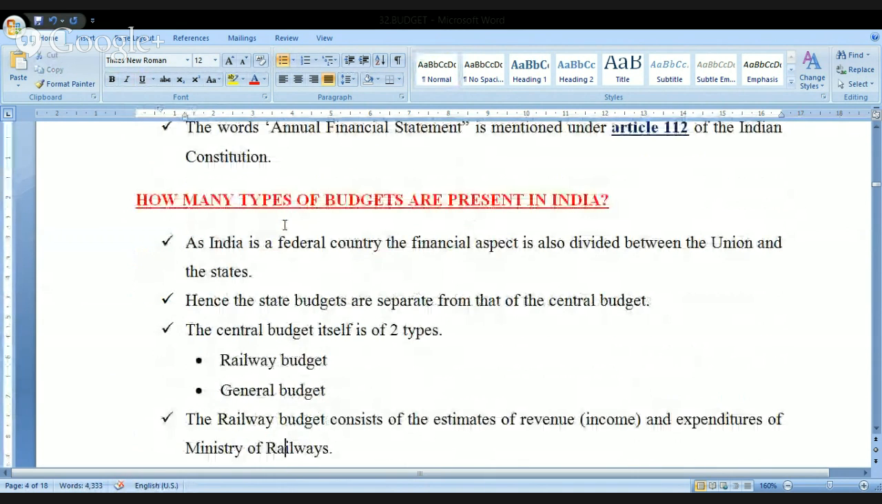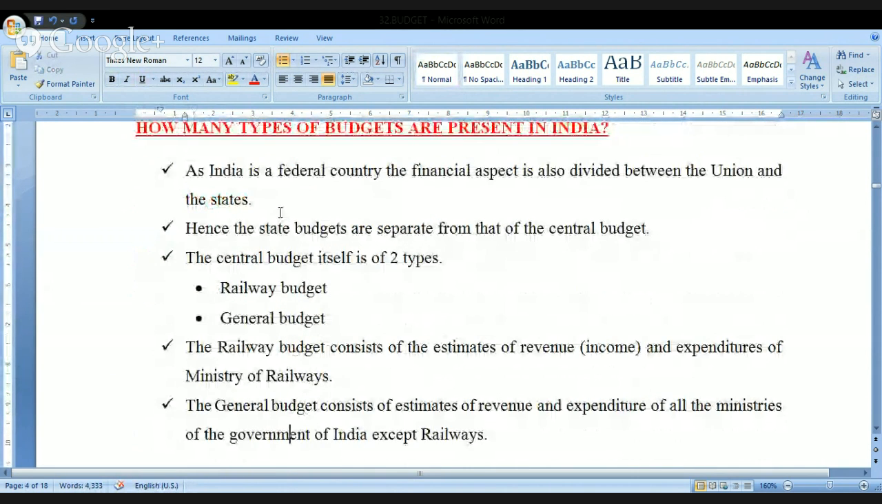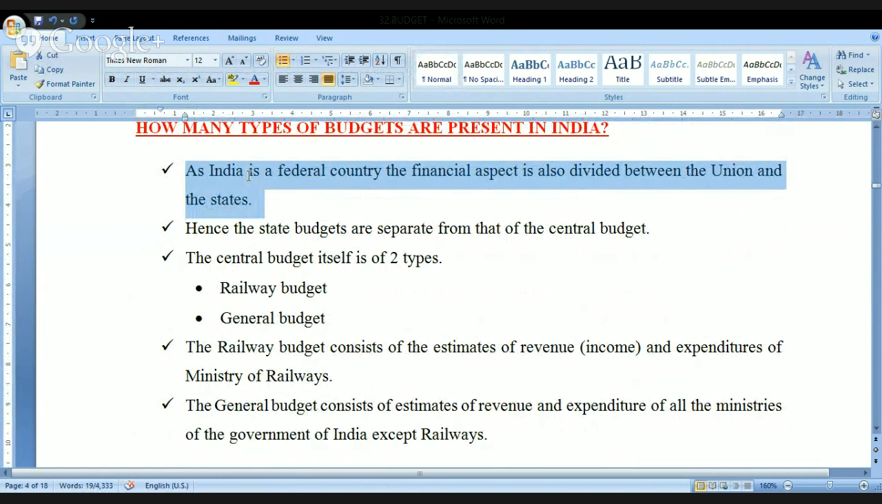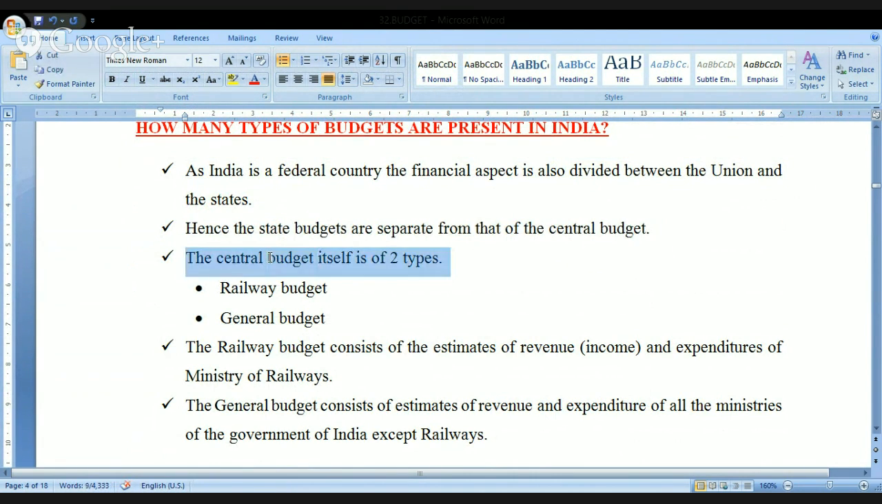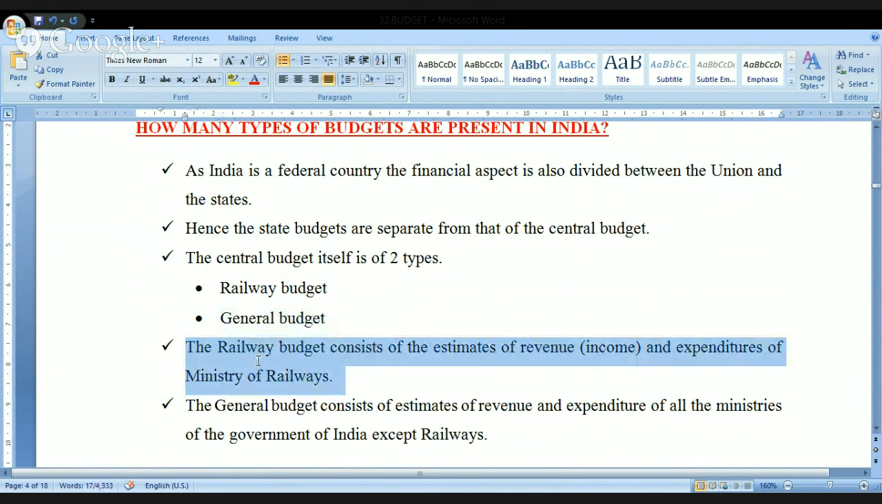So next one is how many types of budgets are present in India. Since India is a federal country, the financial aspect is also divided between the union and the states. Hence, the state budgets are separate from that of the central budget. And when it comes to the central budget itself, first is the railway budget, second one is the general budget. What is the difference between these two? The railway budget consists of the estimates of revenue and expenditures of the Ministry of Railways. That's it. This is talking exclusively about the railways, hence it is called the railway budget.